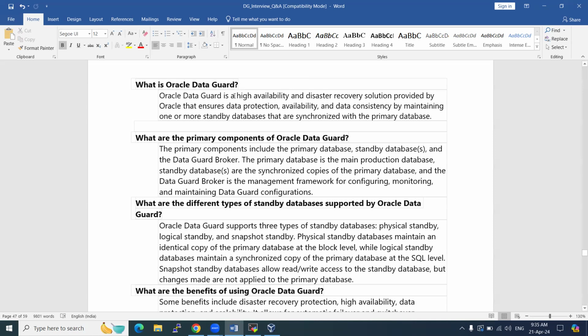So Data Guard is a high availability solution and disaster recovery solution provided by Oracle that ensures data protection, high availability and data consistency by maintaining one or more standby databases in sync with the primary. This is the answer. First, you want to understand, right?